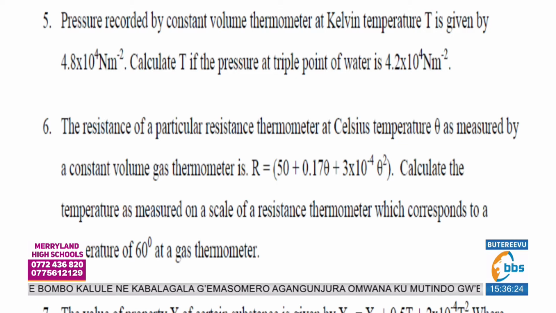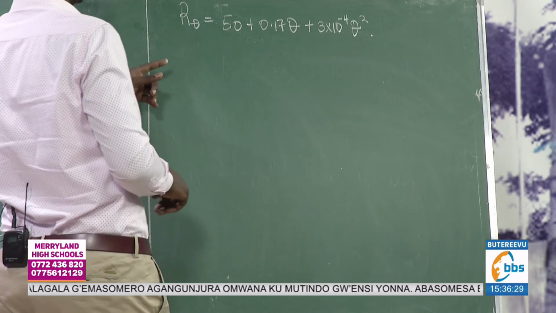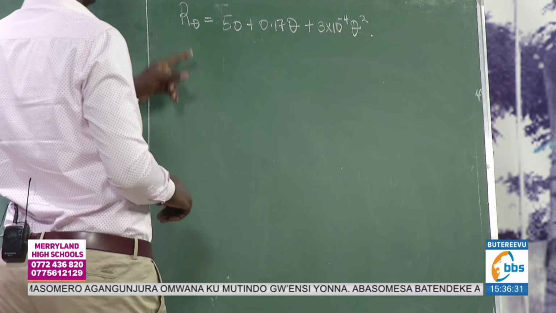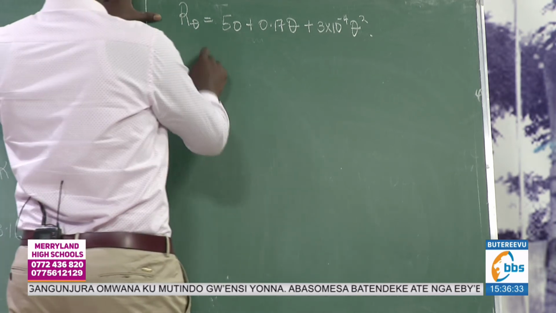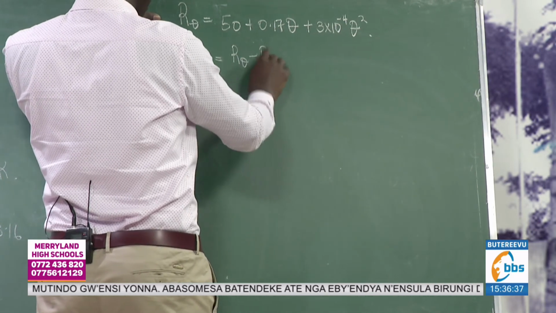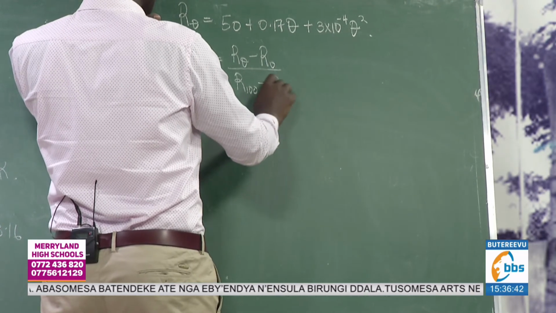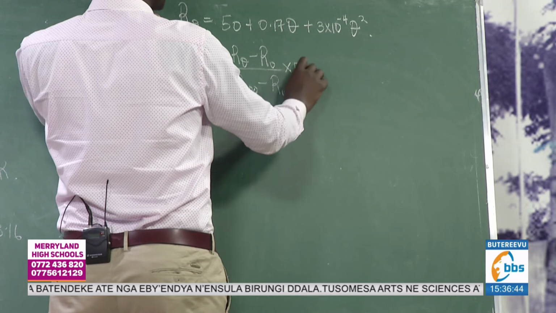Now, we know that the unknown temperature on the Celsius scale of a resistance thermometer is such that theta is R theta minus R naught divided by R 100 minus R naught multiplied with 100 degrees C.